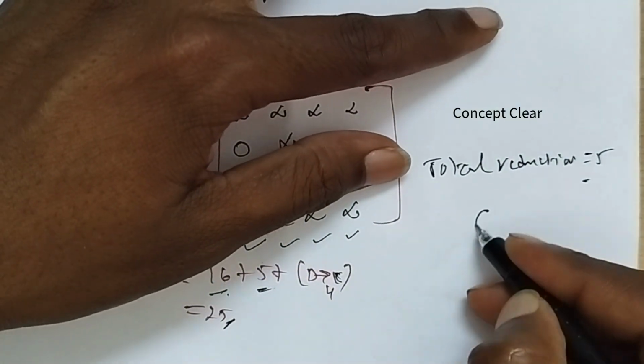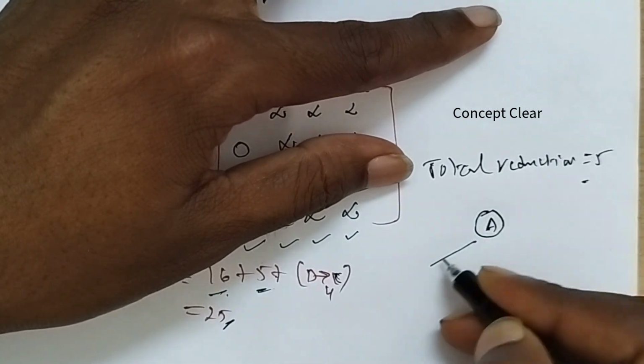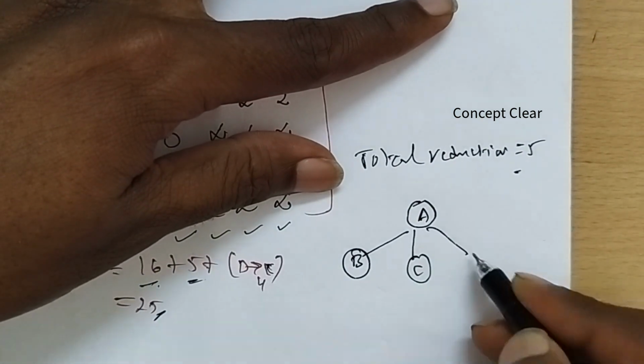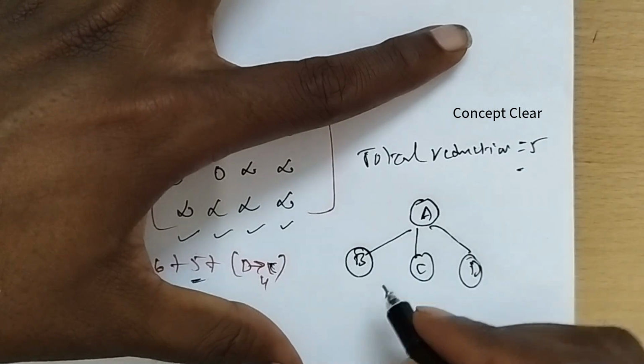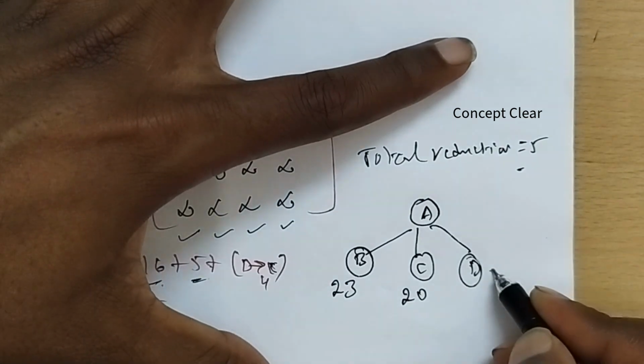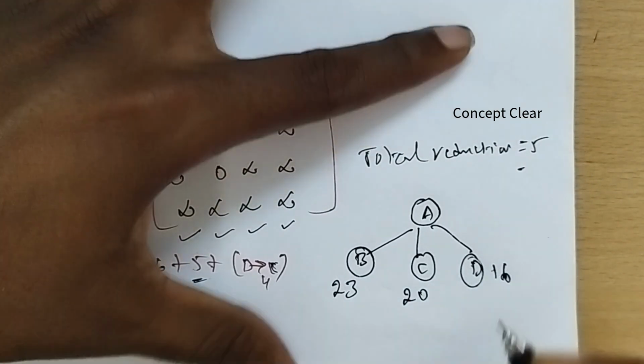The diagram is A, B, C, D. Okay, here, A to B value is 23. Here C value is 20. Here D value is 16. Okay, it is C value 16.